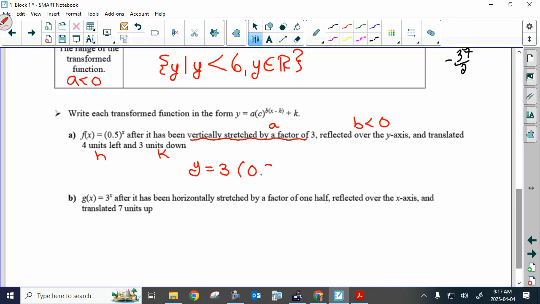Remember that the 0.5 is the base of your function. You don't mess with that. Make sure your b value is factored out. Your b value is negative. If we're going 4 units left, that becomes x plus 4 in the brackets. And then we're going 3 units down. Did you guys get those transformations?